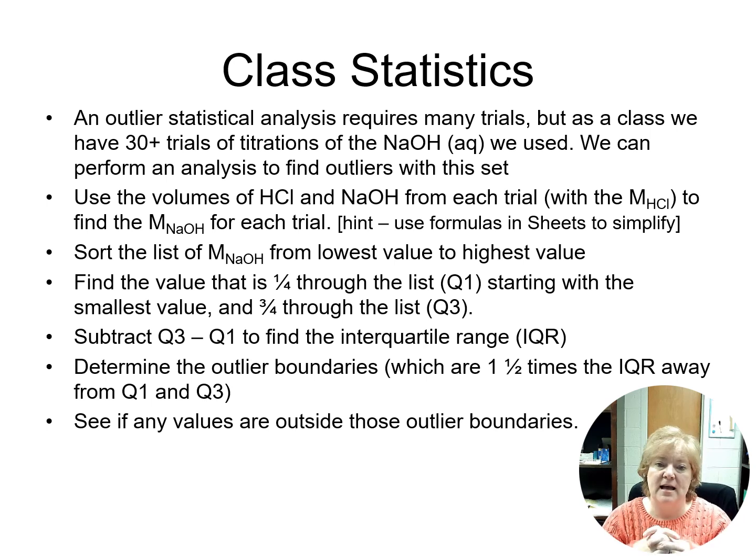Then I'm going to determine my outlier boundaries as being 1.5 times the interquartile range, where 50% of the data lies, past the high and the low. And we'll see if there are any values outside of those boundaries. If they're outside those boundaries, I have statistical justification to say there's something wrong with that trial. I'm going to reject it and exclude it from the average.